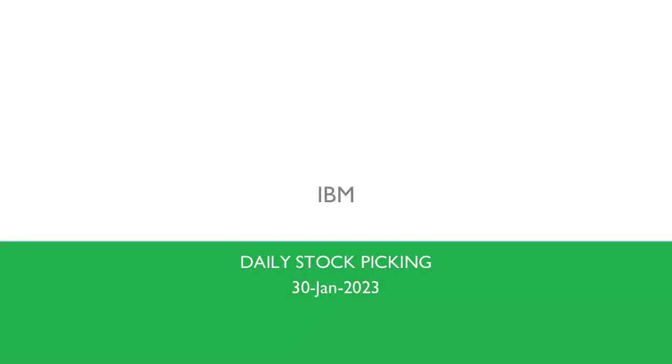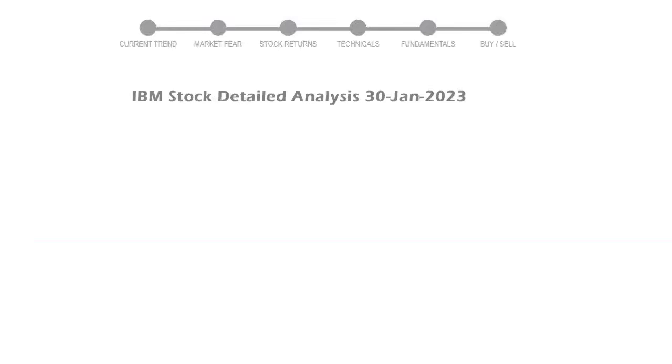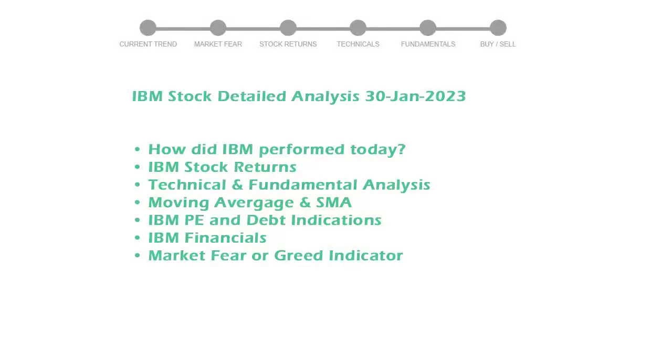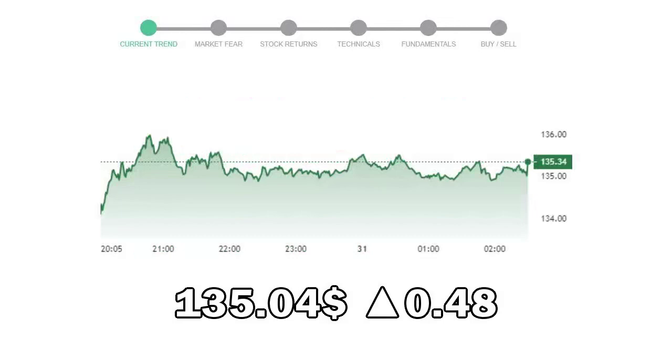Today we are looking at IBM stock and its technical and fundamental signals. We will cover all these points for better stock picking. IBM closed at $135.04, with an increase of 0.48% in the last trading session.